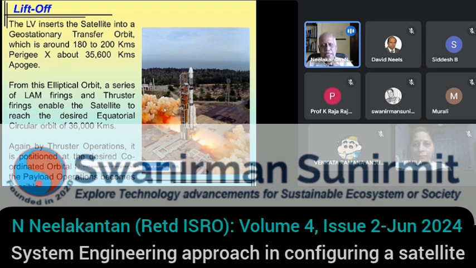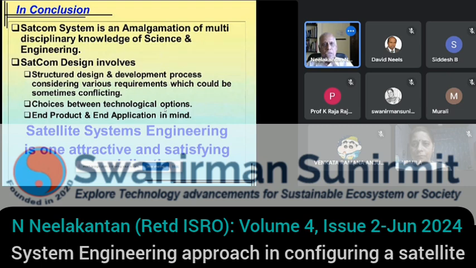And the liftoff. Finally, once the date and time are decided and the mission sequence arrives, the launch takes place. The launch vehicle inserts the satellite into a geostationary transfer orbit, from where it is lifted further to a geostationary orbit. It is done using the thruster firings. It is positioned at the desired orbital slot, and payload operations become possible. And this is the last slide.